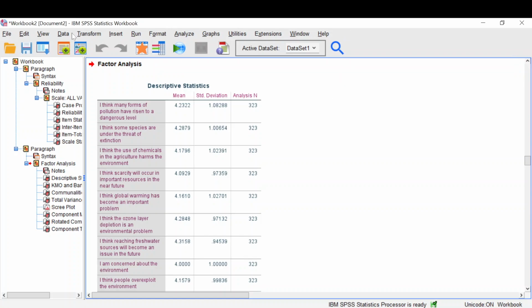So here we have the output. This is the result of our factor analysis that we had just conducted. The first table we get is the descriptive statistics. It simply shows the means, the standard deviations, and the population size for each of the measurement items.